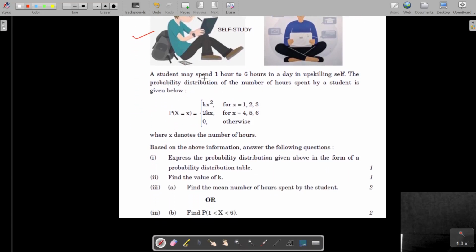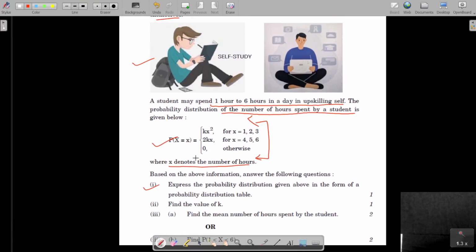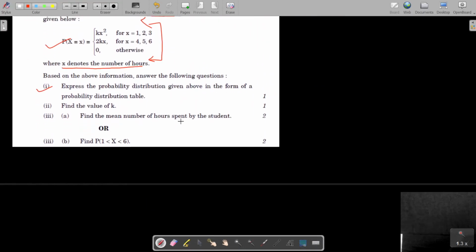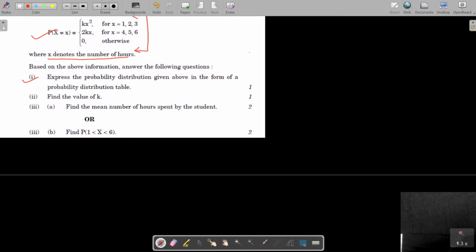Now, a student may spend 1 hour to 6 hours in a day in upskilling self. The probability distribution of the number of hours spent by a student is given below, where x denotes the number of hours. So this is the probability given for the number of hours. Next, based on the above information, we have to answer the following questions. We have to express the probability distribution given above in the form of a probability distribution table.